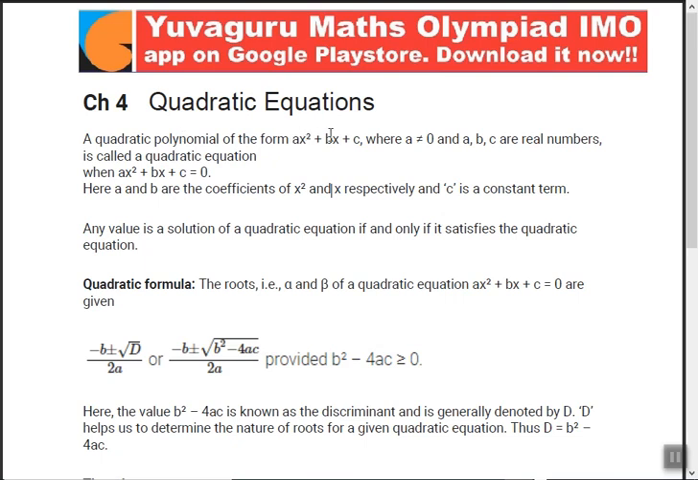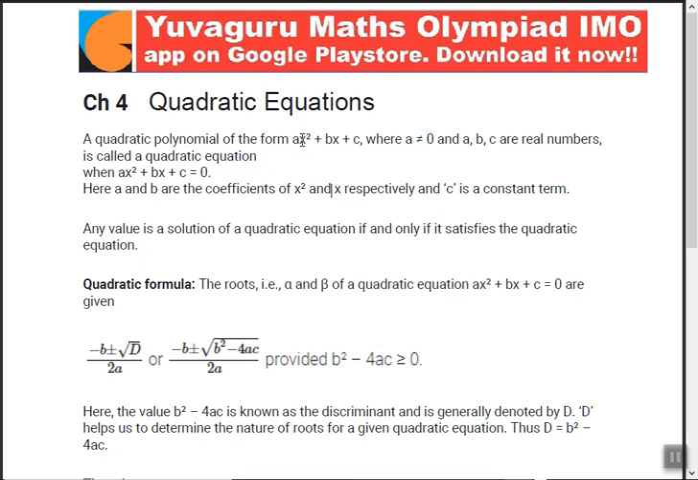ax square, bx and c. These are many terms. It can be infinite, okay, which are separated by plus or minus only. So quadratic equation means what? Here, it means the highest degree is 2, ax square. If the highest degree is 3, ax cube, then it is called a cubic equation.